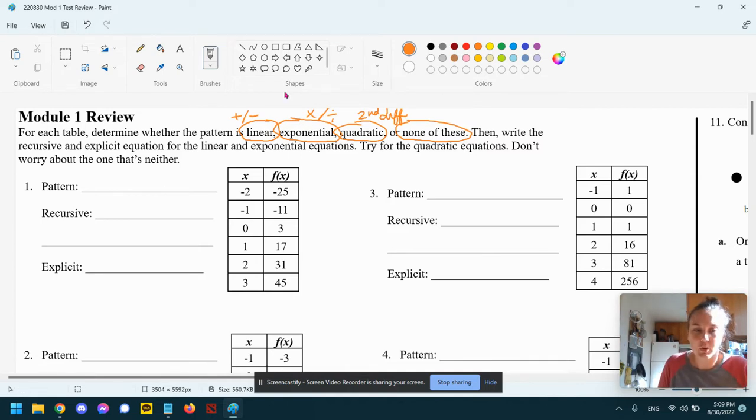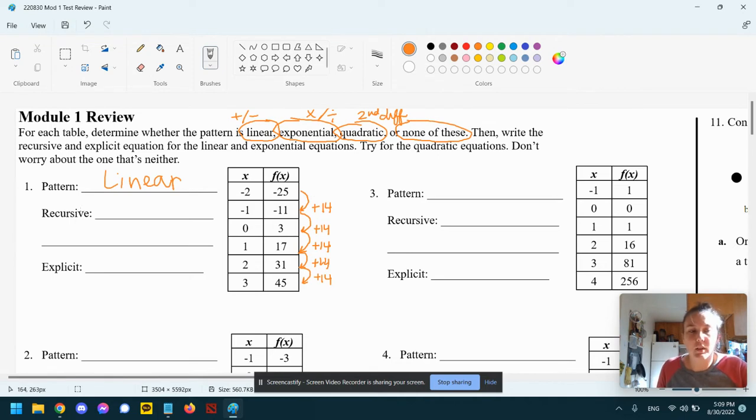Let's check if we're adding or subtracting the same thing every time. From negative 25 to negative 11, we added 14. From negative 11 to positive 3, we also added 14. Promising. From 3 to 17, we added 14. And it goes on and on. Right? So it looks like this one is linear because we're adding the same thing every time.